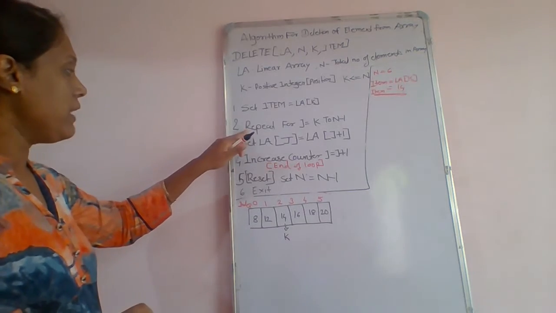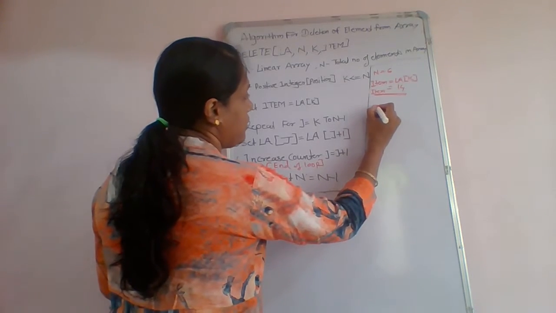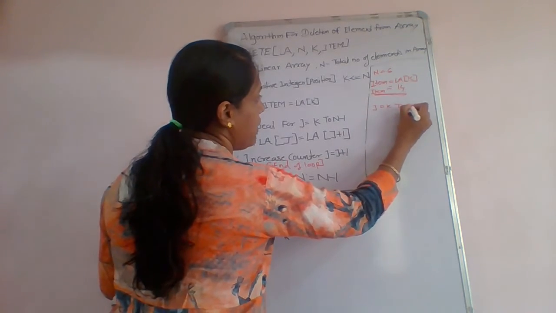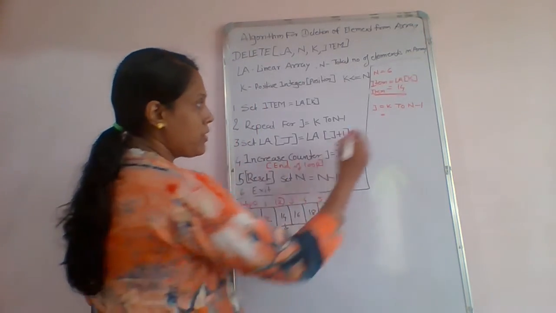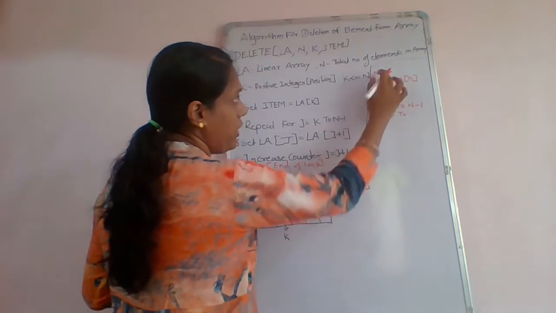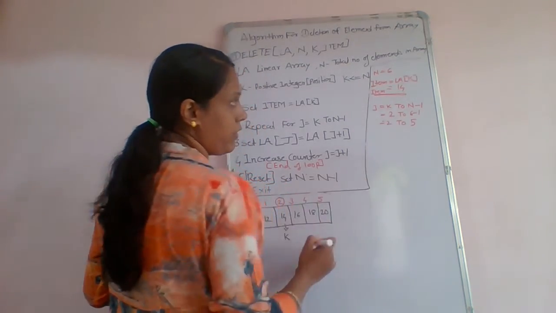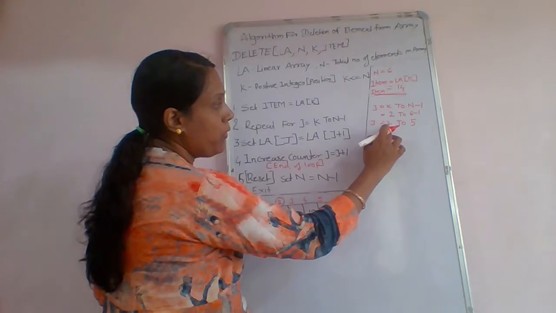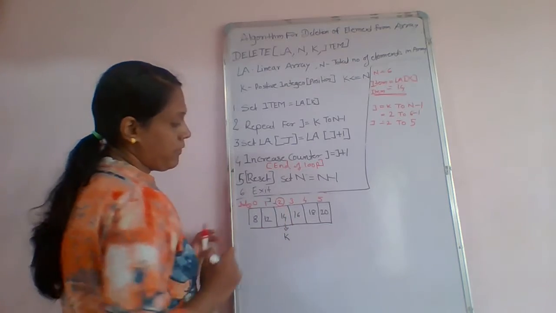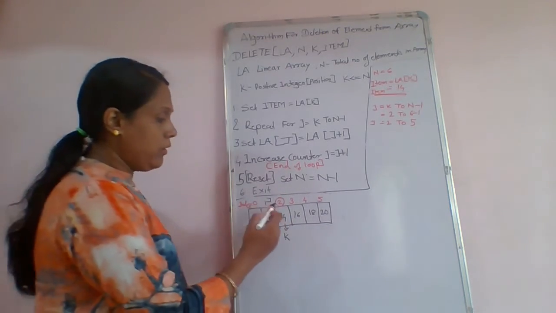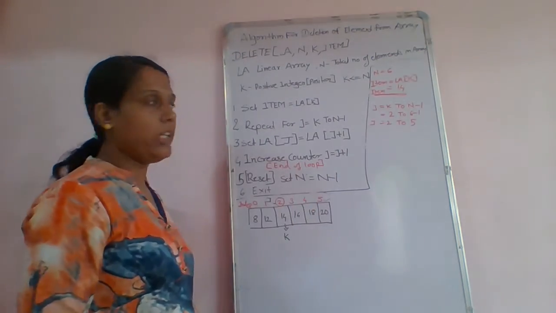Now second step, repeat for j equals K to N minus 1. What is K? K is at the location 2. So 2 to N minus 1. What is N? 6 minus 1. That is 2 to 5. So j's value will start from 2 and it will end at 5. Means our loop will start from 2 and it will end at 5, as we are using a for loop.